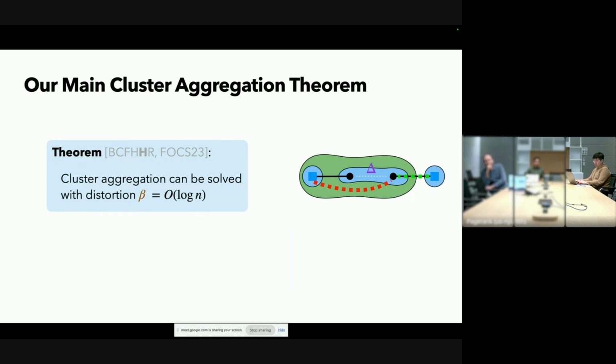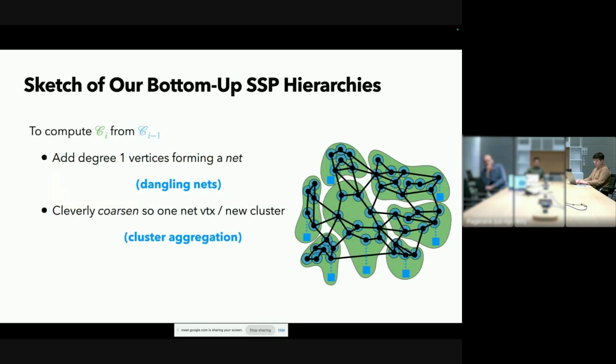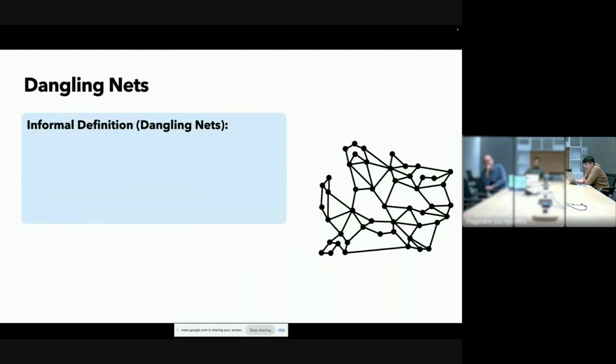Okay. So returning back to our algorithm roadmap for how to go from one level of the hierarchy to the next. I told you all about this cluster aggregation problem, and that cluster aggregation took as input some net from this dangling nets subroutine. So now I have to tell you about these dangling nets. I just told you how to do cluster aggregation with distortion of log n. So let me talk about these dangling nets. It's kind of a funny and interesting object.